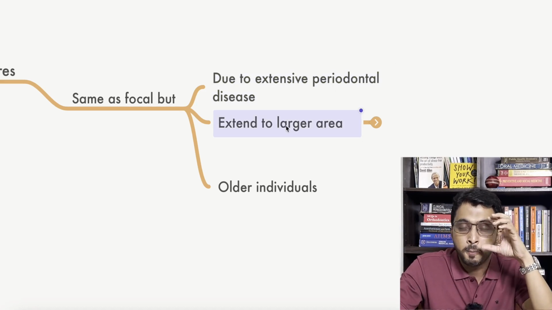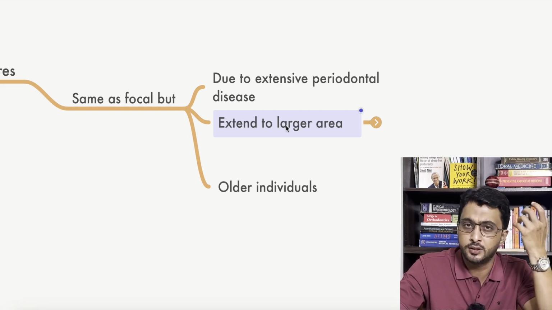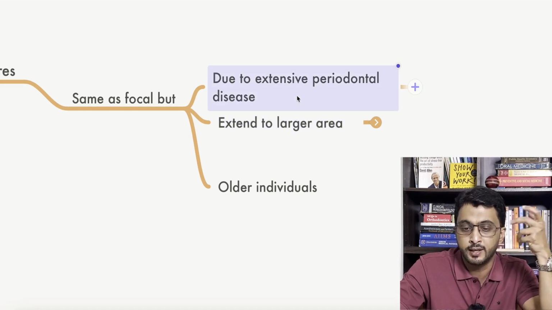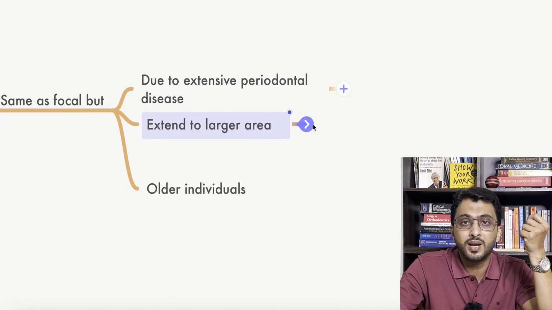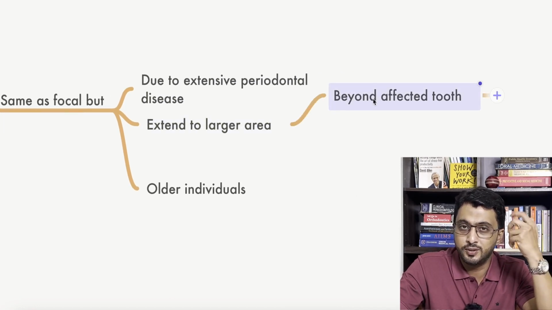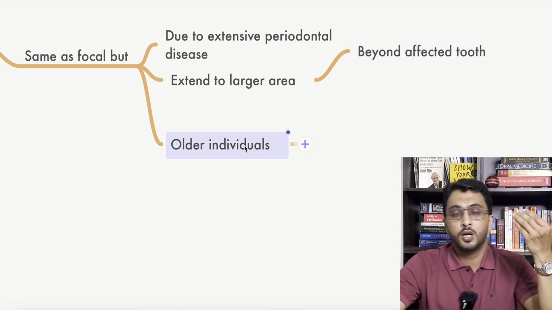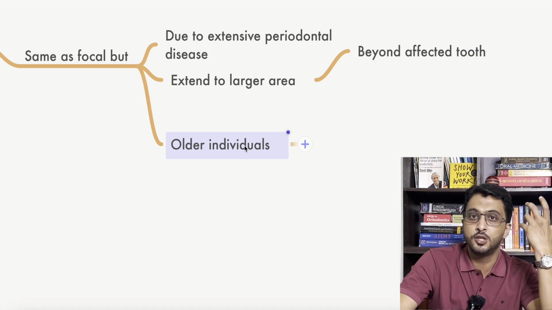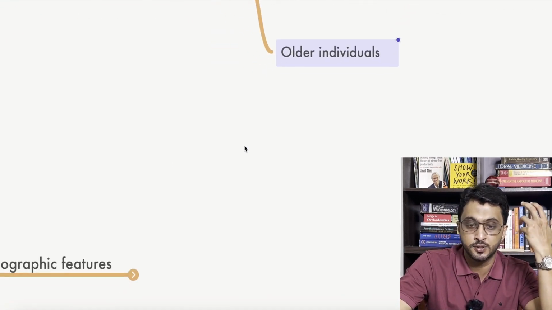Now, focal is always of carious tooth origin. Diffuse is not always periodontal, it can be other traumas also, but periodontitis has been identified as one of the factors. It extends to a large area, beyond the affected tooth. So that's what diffuse is. And again, we saw focal was in younger individuals. This you will see in older individuals, like the question we had, an aged person.